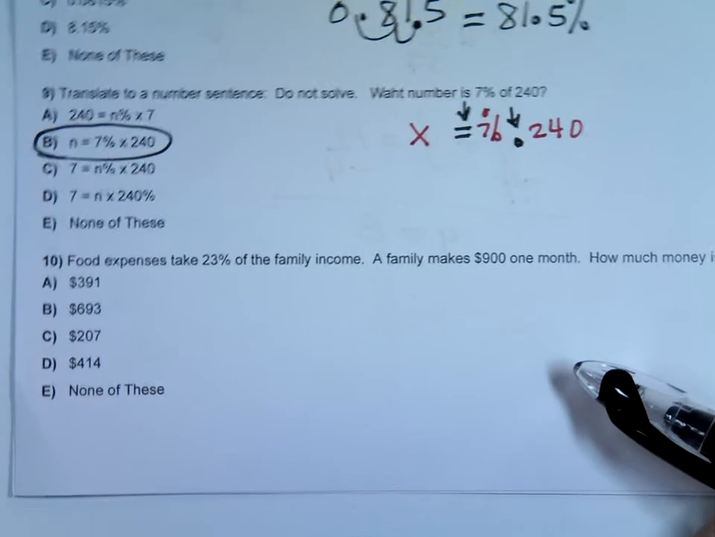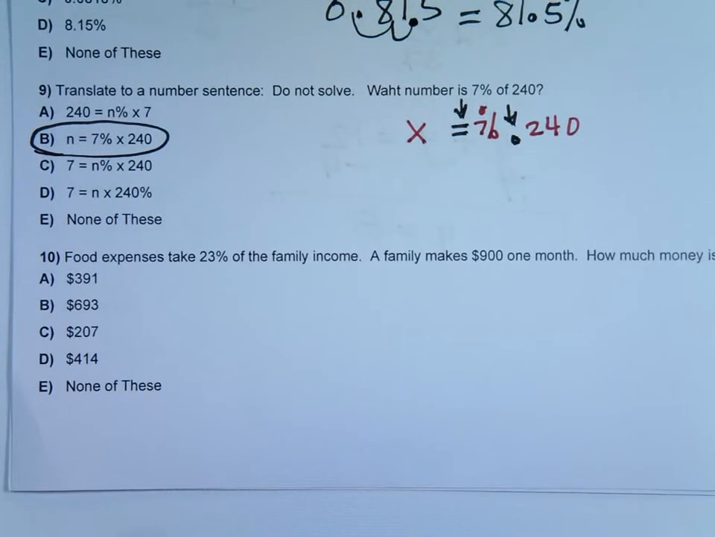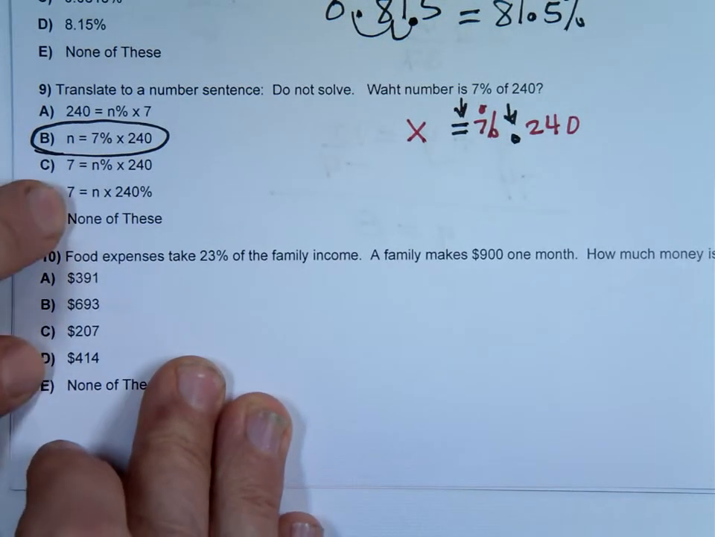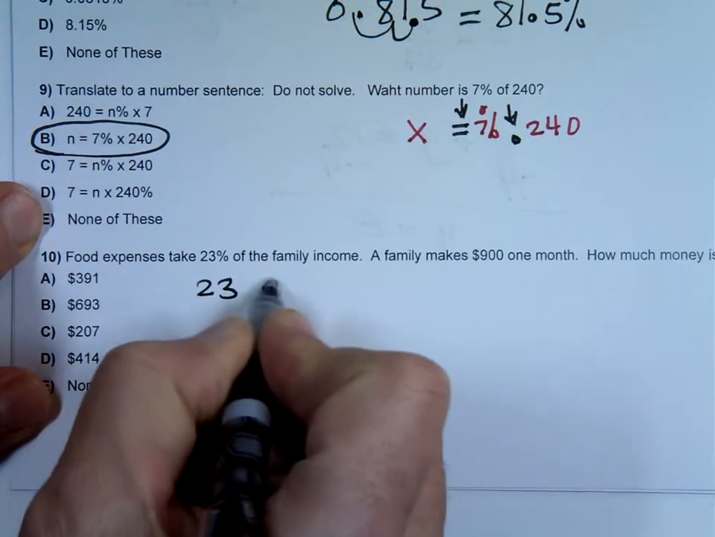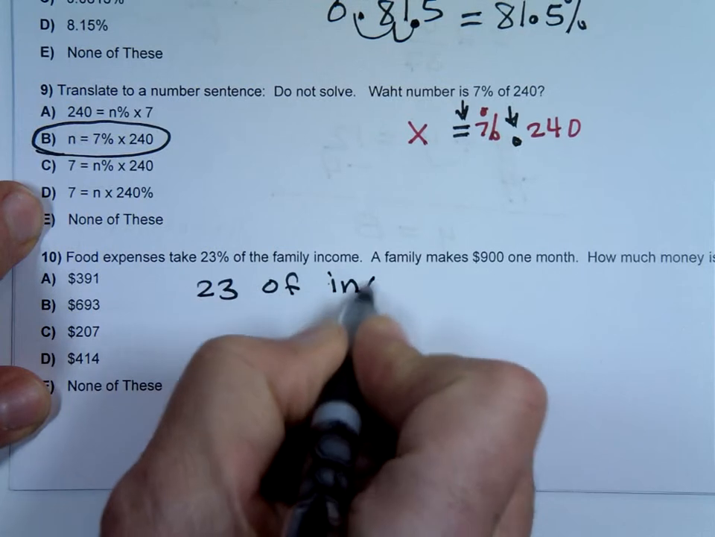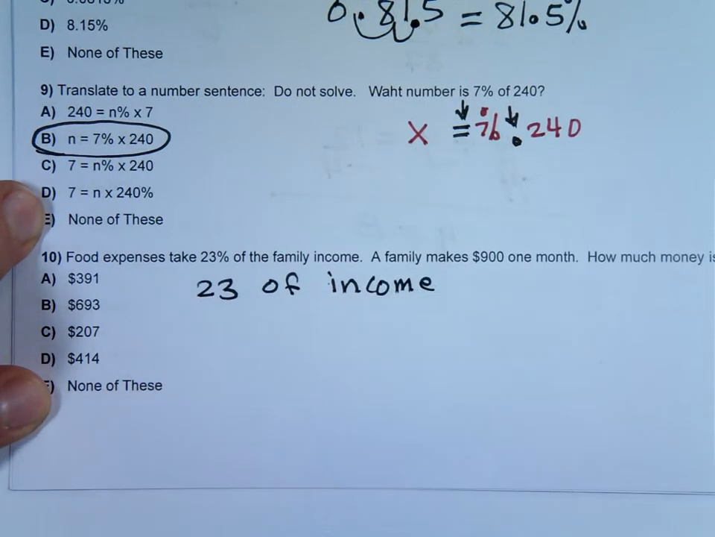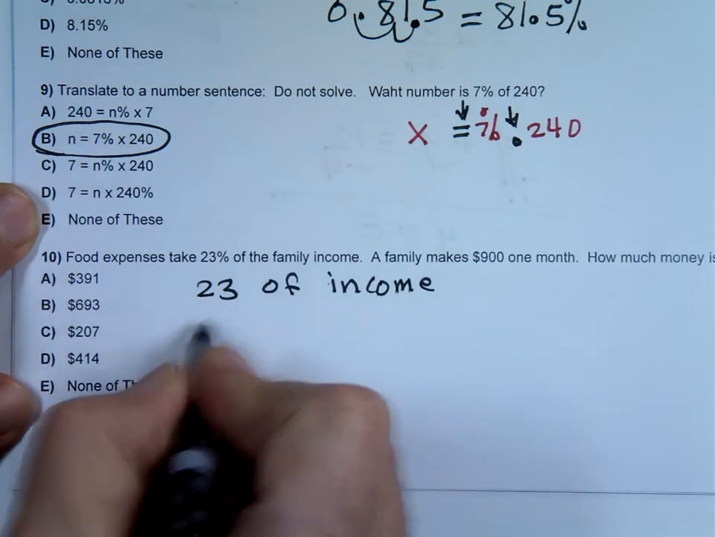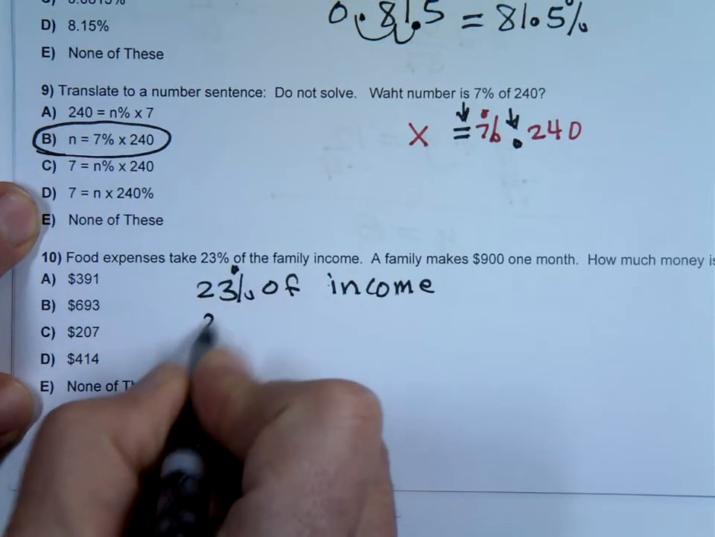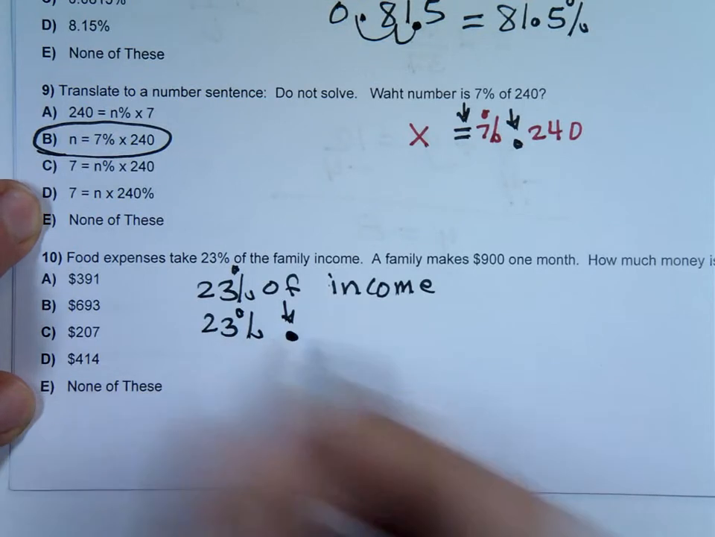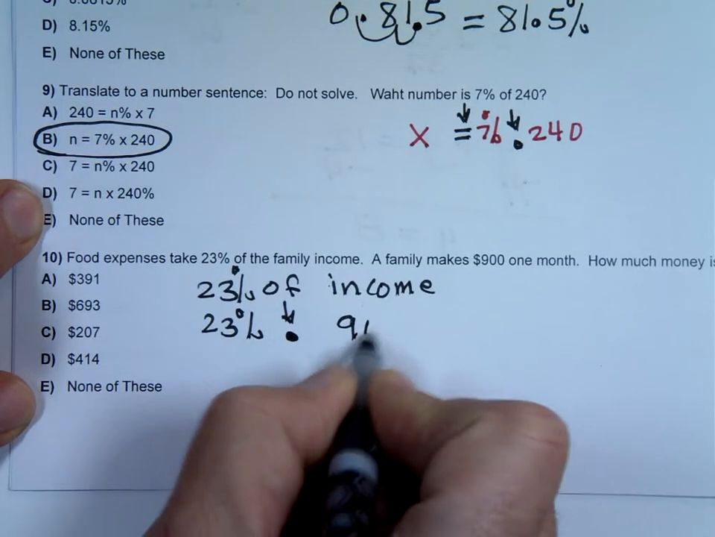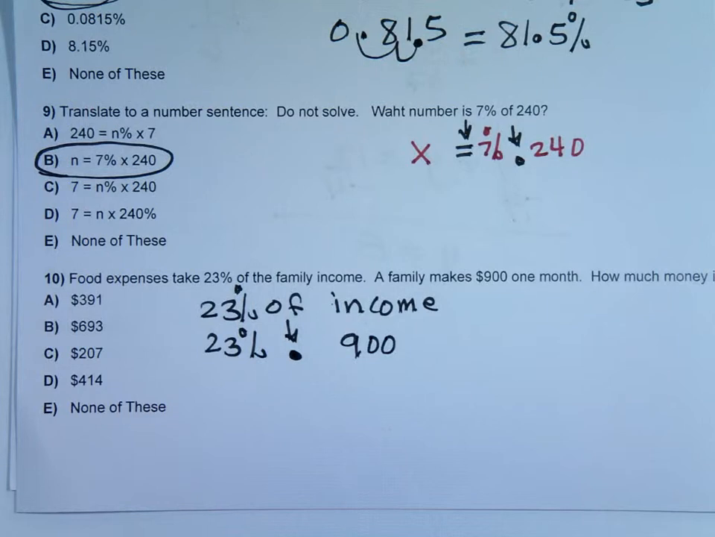Here's another percent problem. Food expenses take 23% of the family's income. A family makes $900 in one month. That's their income. How much money is spent on food? It's 23% of, that means multiply, the income. What was the income for that month? $900. Now there's your answer to that question.